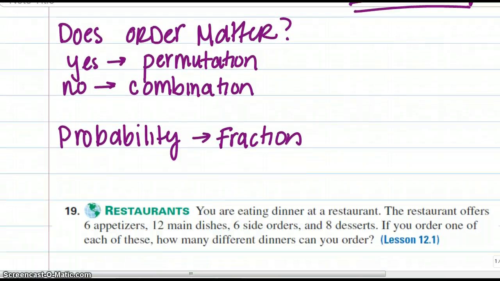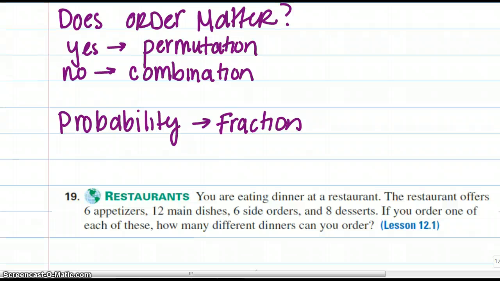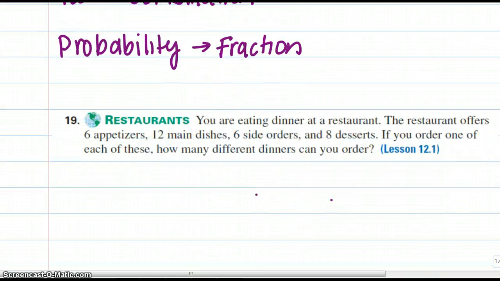I'm going to start this number 19 from the book. Also, if you would like to write down the whole problem, now would be the time to pause it and make sure you have it written down. You are eating dinner at a restaurant. The restaurant offers 6 appetizers, 12 main dishes, 6 side orders, and 8 desserts. If you order one of each of these, how many different dinners can you order?